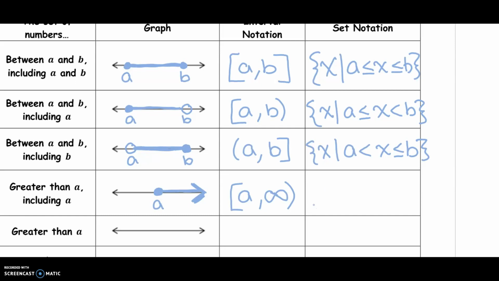Okay, so for set notation, we are going to start off with x, okay? The set of all values of x such that, and for this example, we're going to say that x is any number that is greater than or equal to A. All right, so x could be any number as long as it is larger than A, and again, greater than or equal to because we're including A.